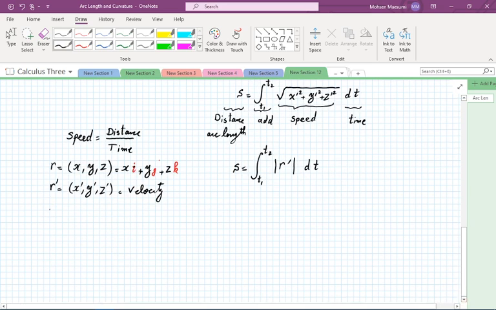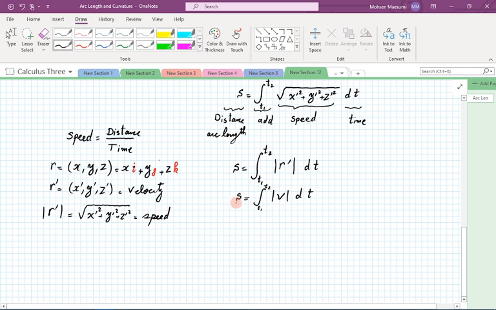When you take the velocity and take the absolute value of that, how do you do absolute value? You square them and take the square root. That's what becomes our speed. So you can think about this thing in several styles. Instead of r prime, I can write it as the absolute value of velocity, from t1 to t2.